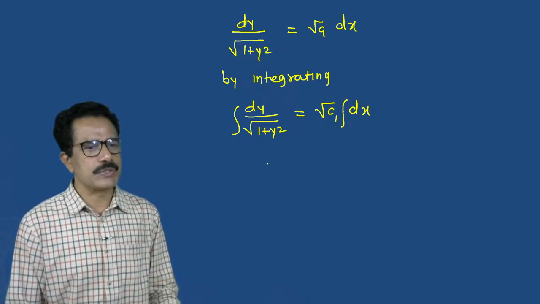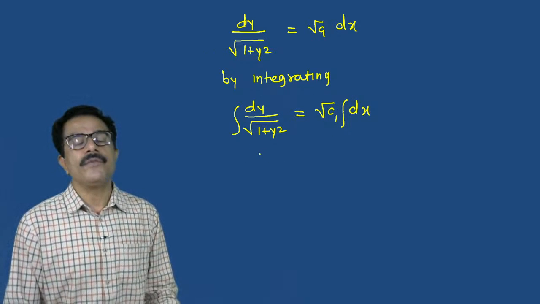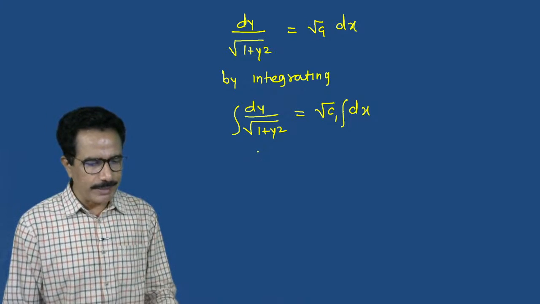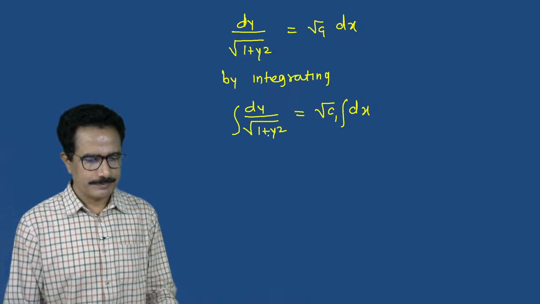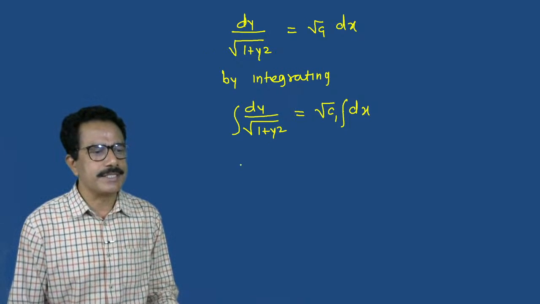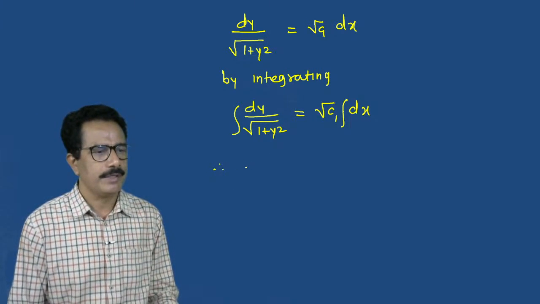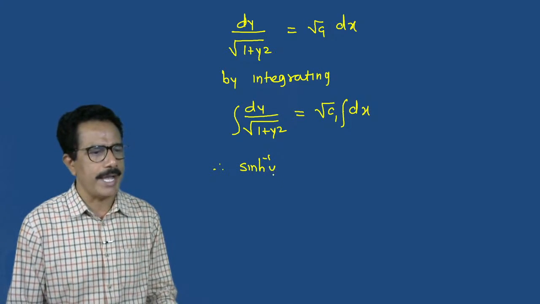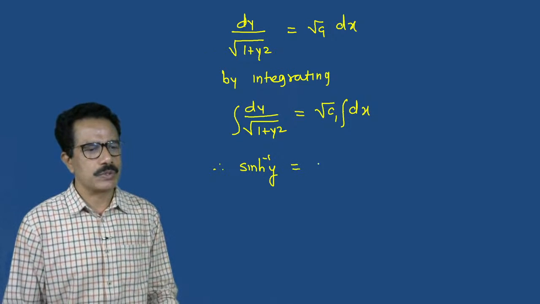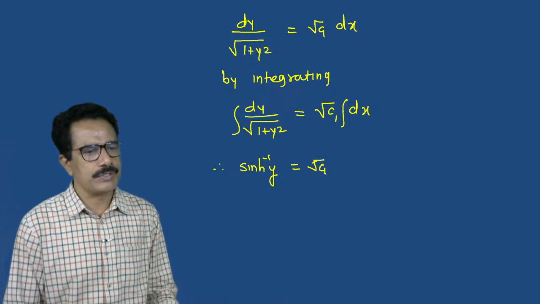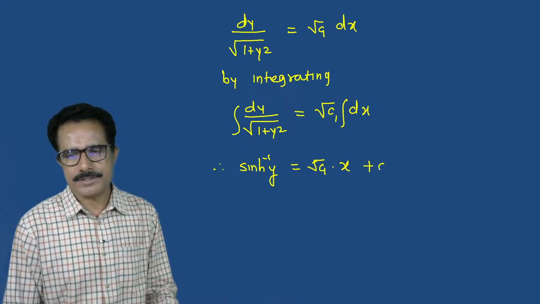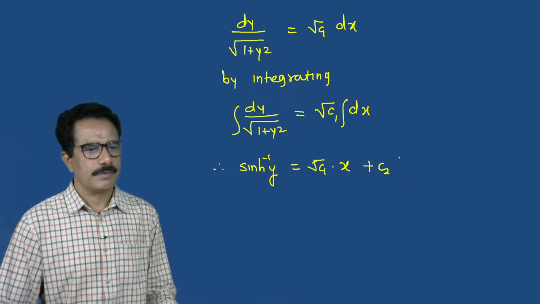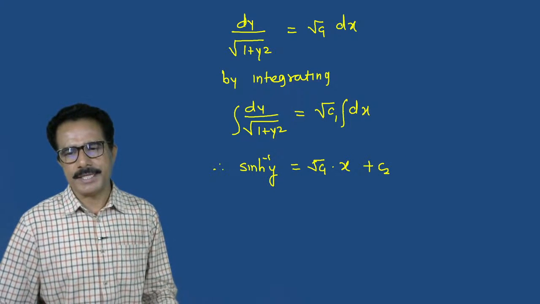c1 is the constant. So 1 upon root of 1 plus x square or x square plus 1, there is a standard formula. That standard formula is sinh inverse of y, which is equal to root of c1 into the integration of dx, x, plus C2, this is the constant of integration.